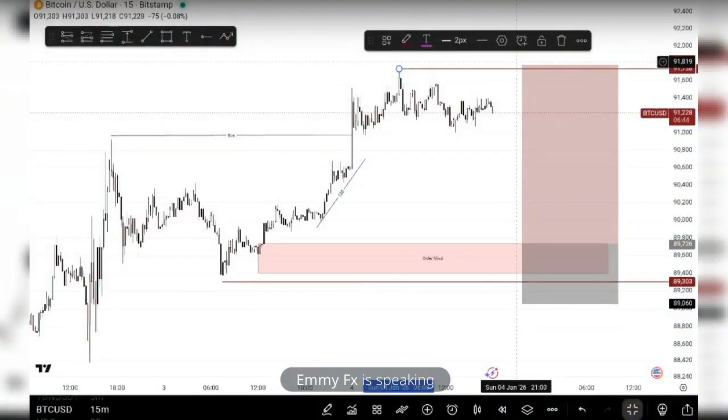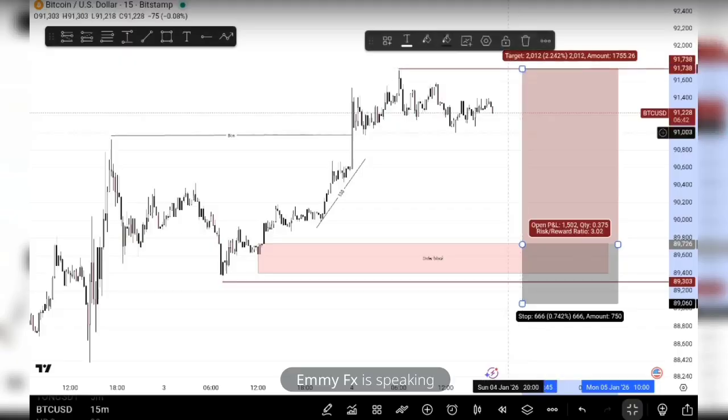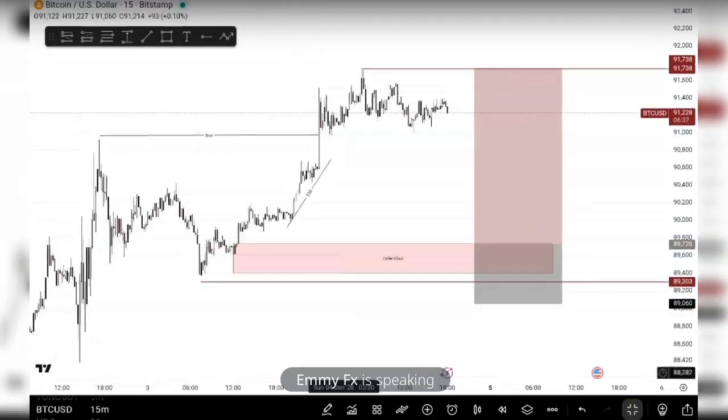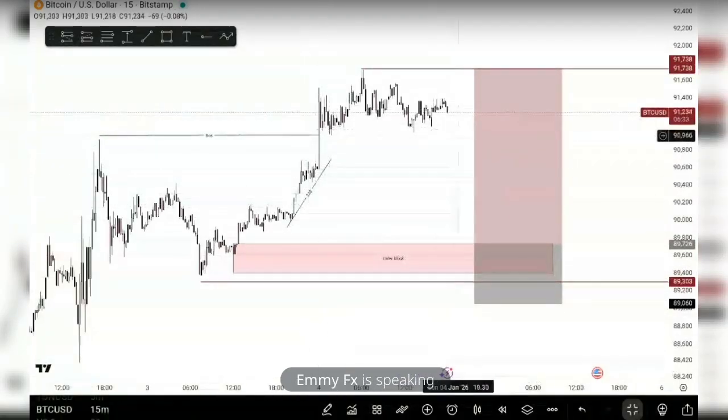So I shared this analysis on BTC. We have this trend line liquidity. So price is going to take out people's pending orders here, tap us from the right order block and move price to the upside.